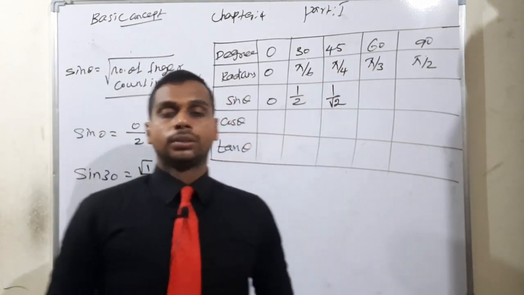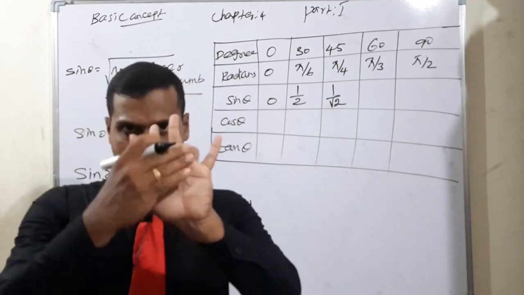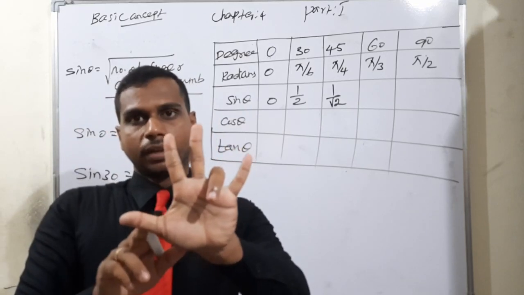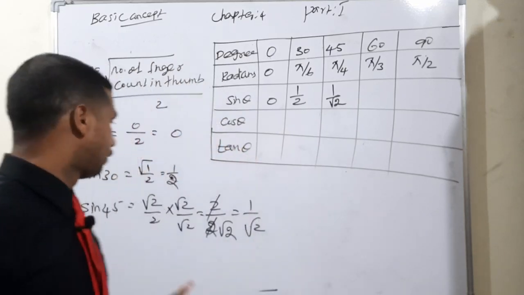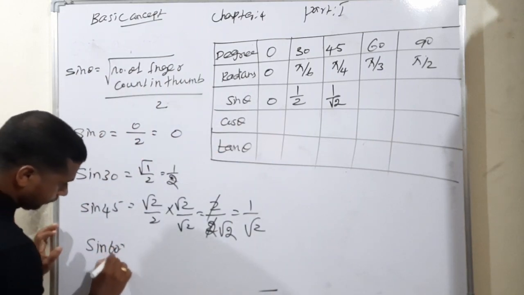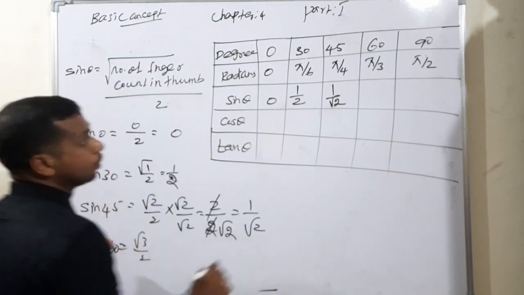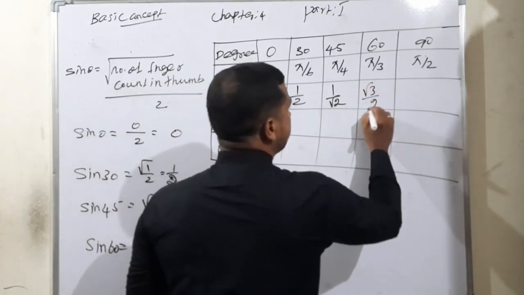I am moving to sin 60. What is the value? So for sin 60 you have to check the ring finger. You can check on the thumb side how many fingers remain. 3 fingers remain. Therefore sin 60 is equal to root 3 by 2.